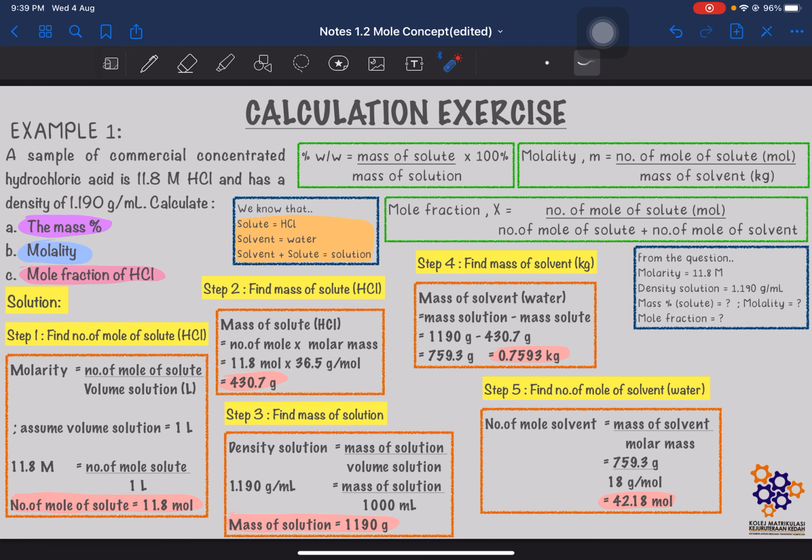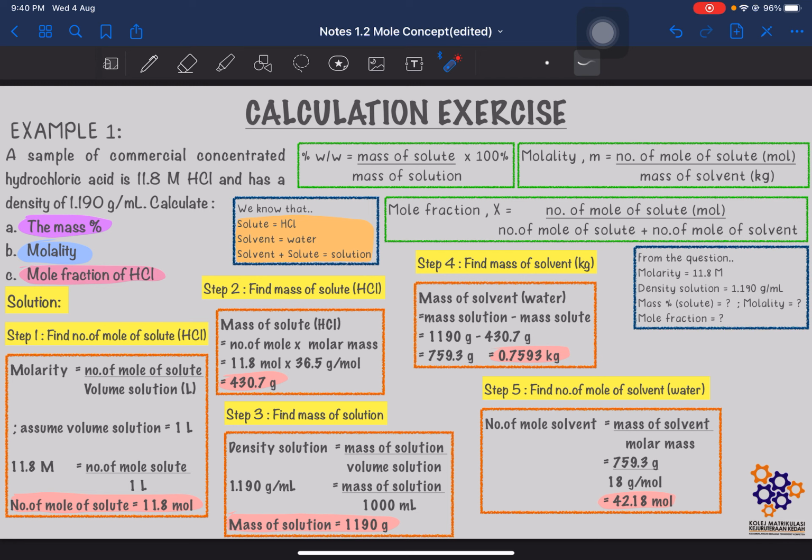Okay. So here we list the information given in the question. We extract the information that is given to us. From the question, we know the molarity is 11.8 molar. The density of the solution is 1.19 gram per ml. And what we need to find is the mass percentage, mole fraction and molality. We know the solute here is hydrochloric acid, the solvent here is water, and solvent plus solute is the solution.